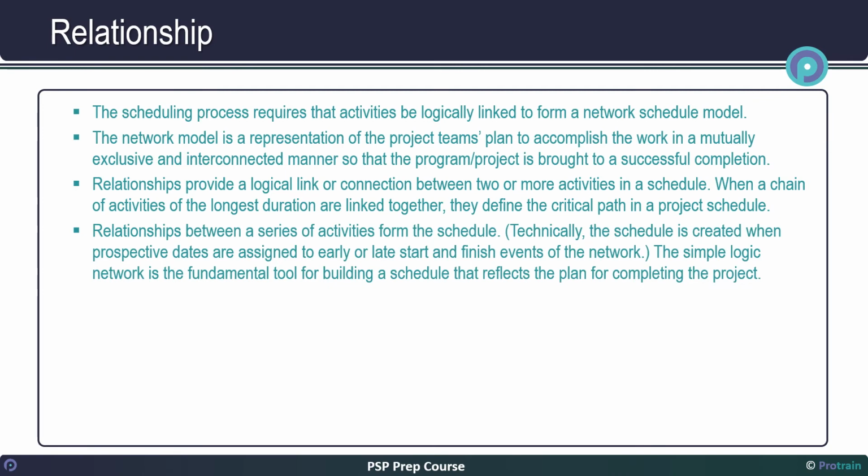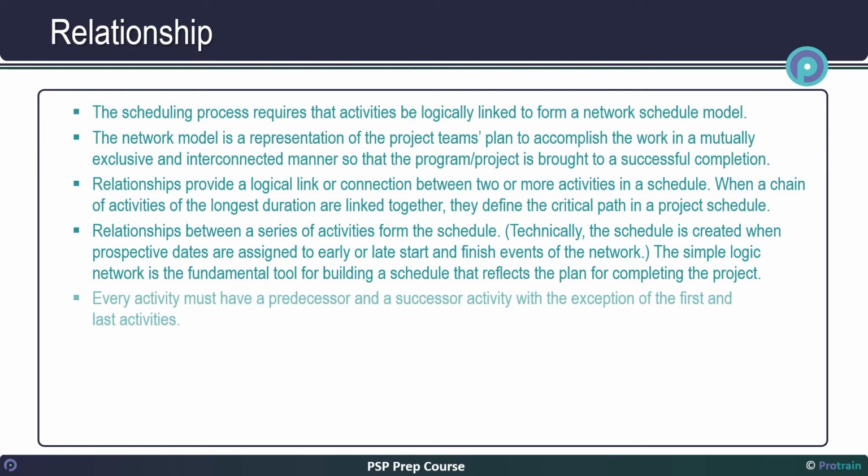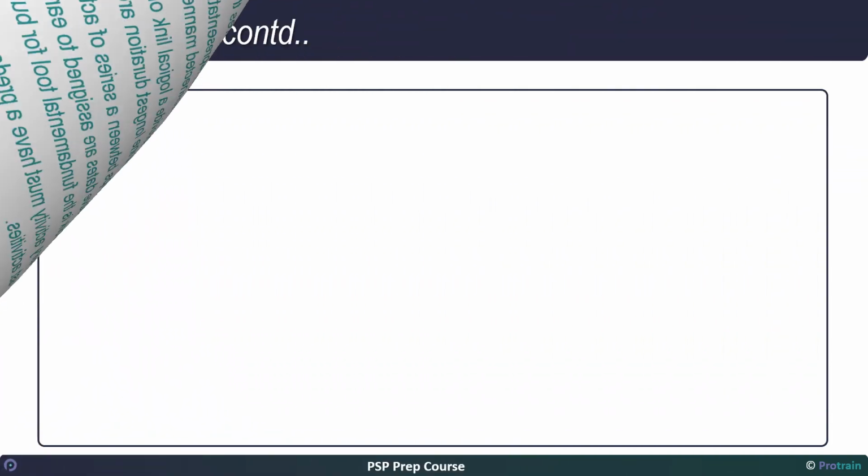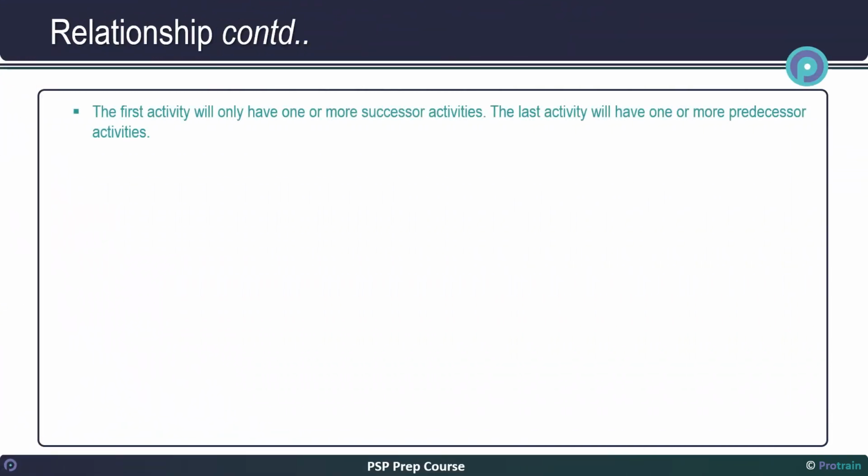Relationships between a series of activities form the schedule. Technically, the schedule is created when prospective dates are assigned to early or late start and finish events of the network. The simple logic network is the fundamental tool for building a schedule that reflects the plan for completing the project. Every activity must have a predecessor and a successor activity, with the exception of the first and last activities. The first activity will only have one or more successor activities. The last activity will have one or more predecessor activities.